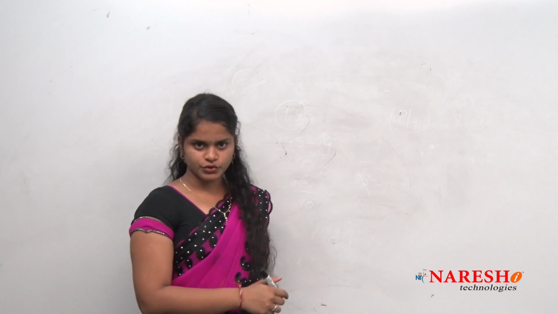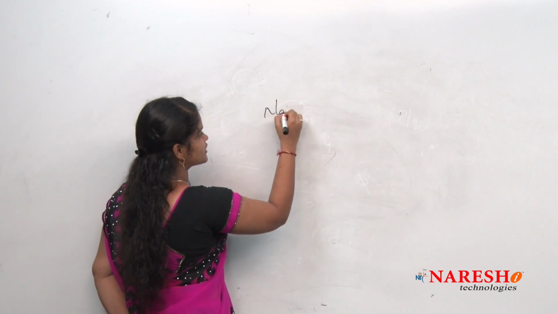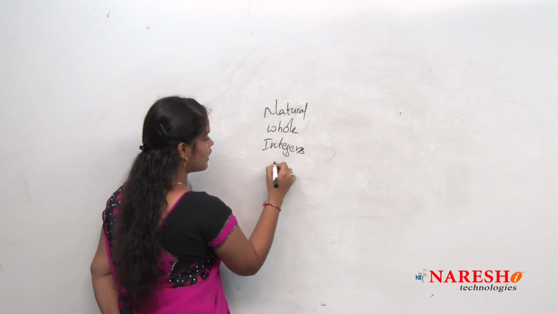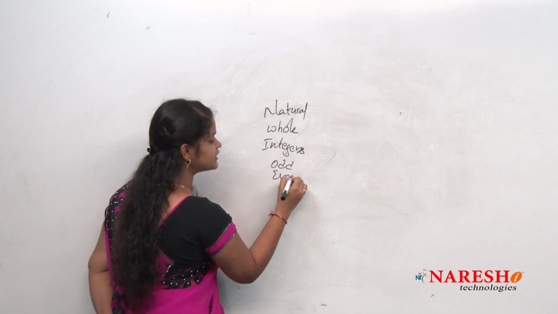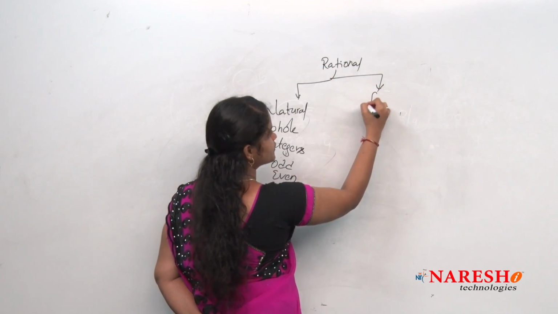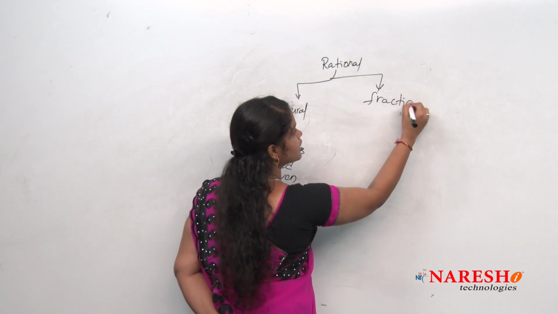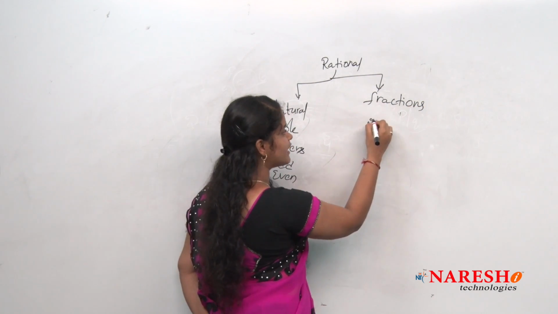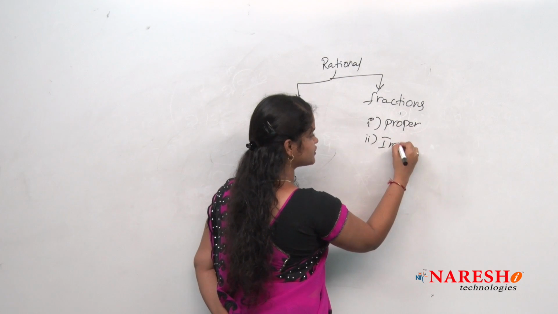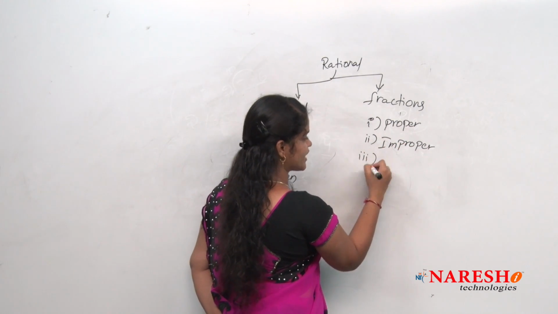Fine. Okay, again rational numbers is divided into two parts. First one is natural, whole, integers, odd, even, everything comes here. Okay, and the next part is fractions. Okay, fractions again they are divided as proper fraction, improper fraction and mixed fraction.